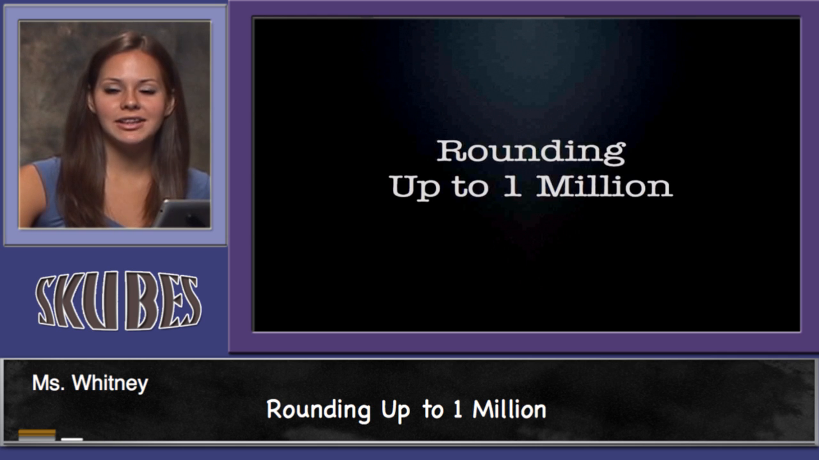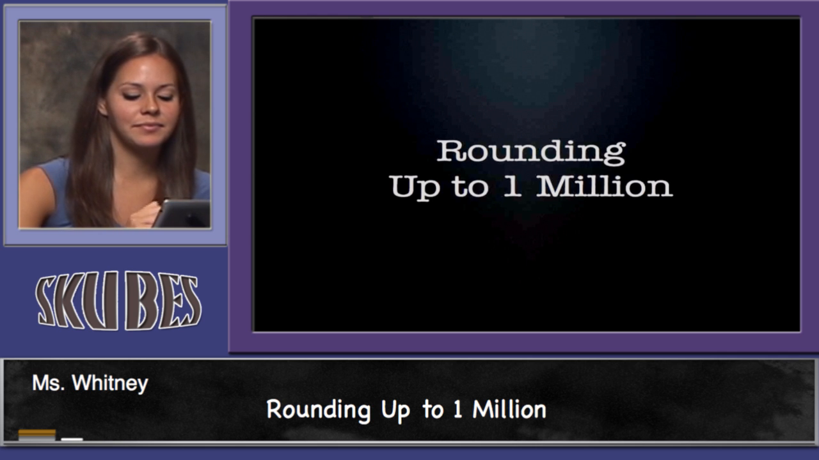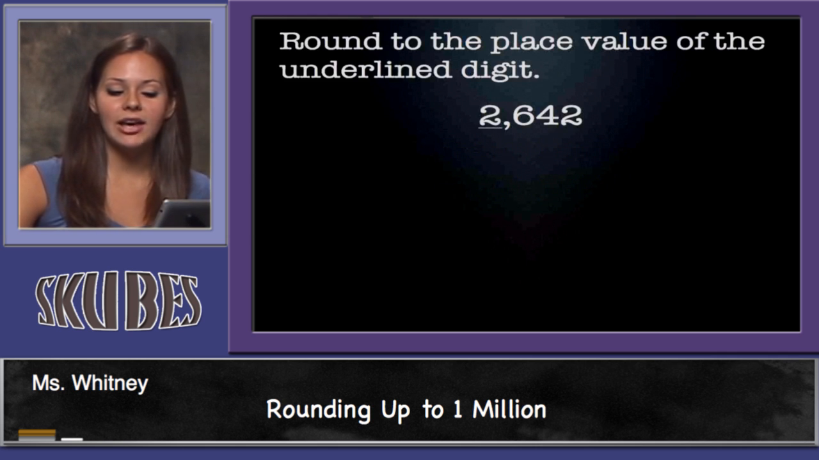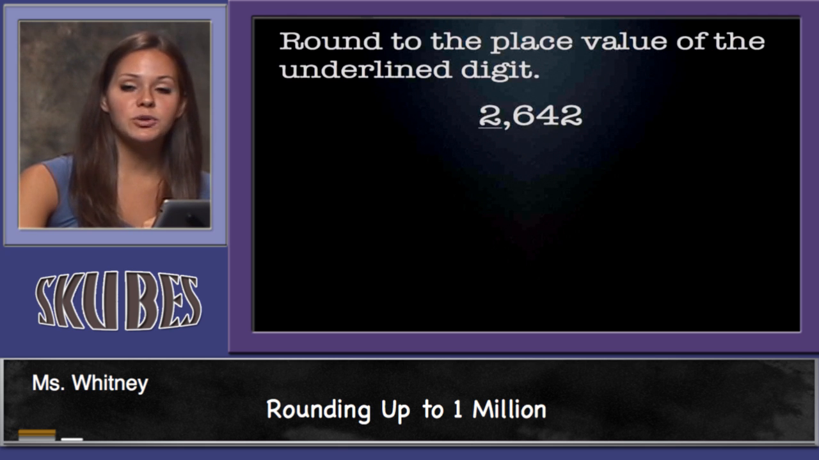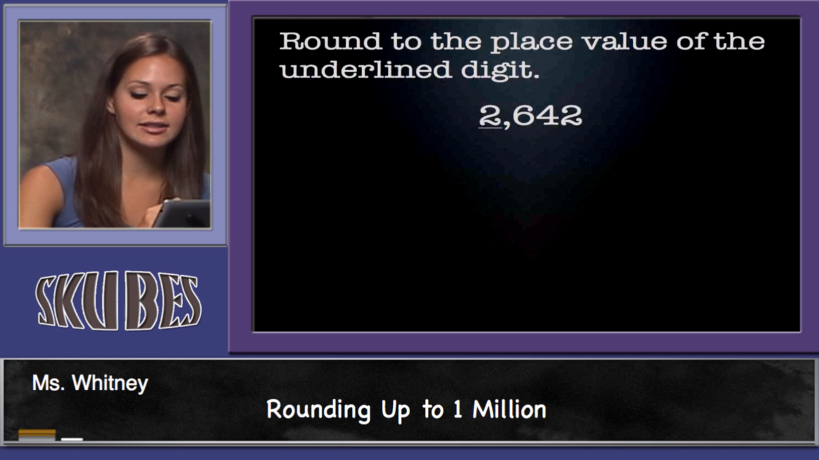Let's practice rounding up to 1 million. Round to the place value of the underlined digit. We have the number 2,642. The underlined digit 2 is in the thousands place, so we'll be rounding to the nearest thousand.